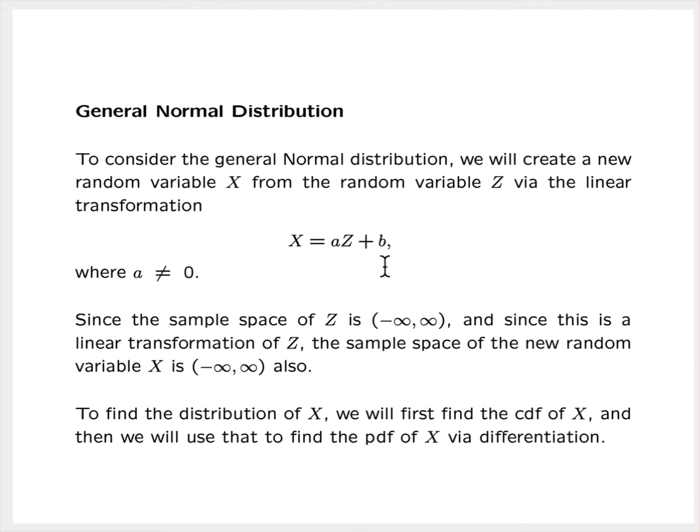Now, since the sample space of z is the entire real line, and since we're getting x from z via a linear transformation, the sample space of the new random variable x is also the entire real line. To find the distribution of x, we're going to first find the CDF of x. And then once we do that, we're going to find the PDF of x by differentiating the CDF.